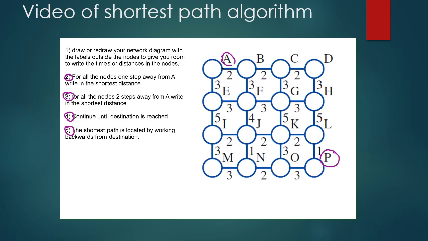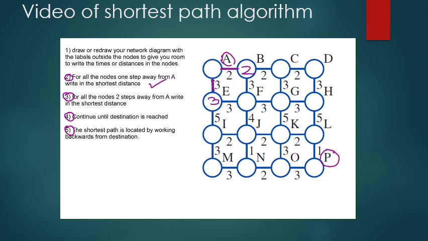For all the nodes that are one step away from A, write in the shortest distance. So if this is A, one step away is B, and that is 2. The next node that's one step away is E, and I can see that that is 3 away. So that's all the 1 steps taken care of. Now I need to look at the 2 steps.